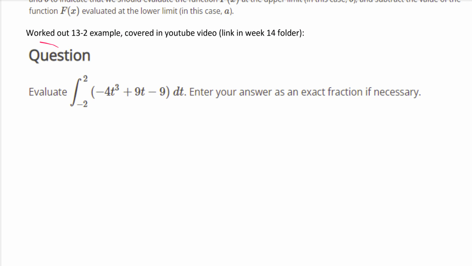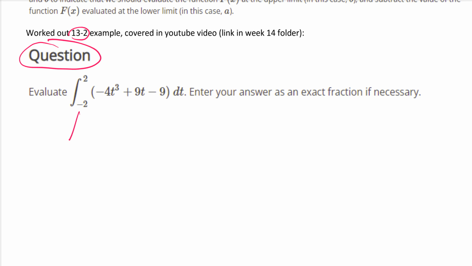This is an example of a question from 3.2 where we have a definite integral. We know that it's a definite integral because we have limits a equals -2 and b equals 2 attached to the integration symbol. So it's a definite integral. The definite integral from -2 to 2 of -4t to the third plus 9t minus 9 dt.